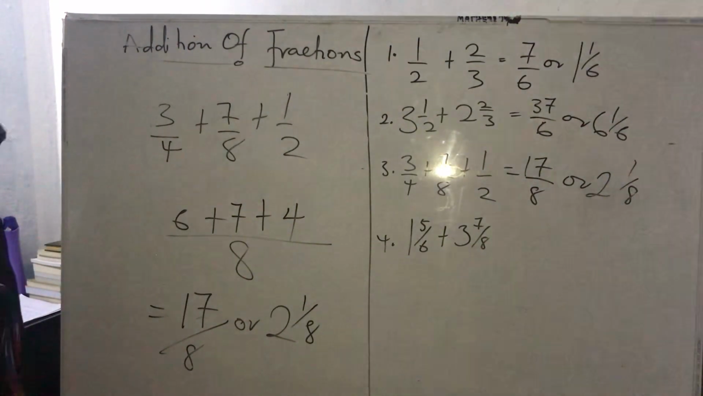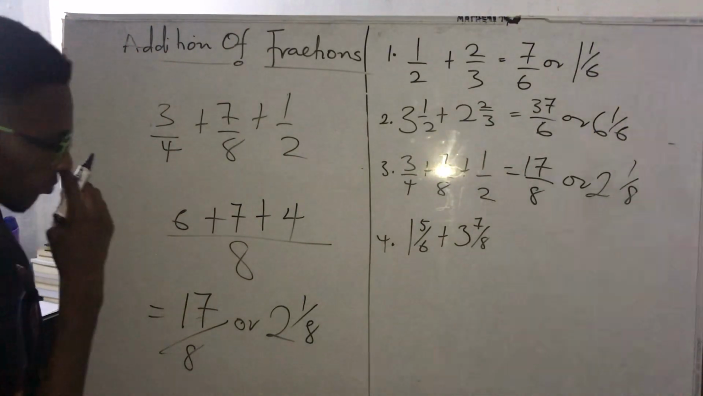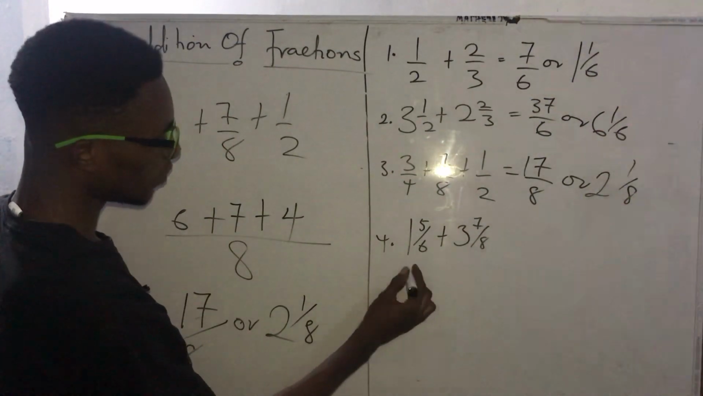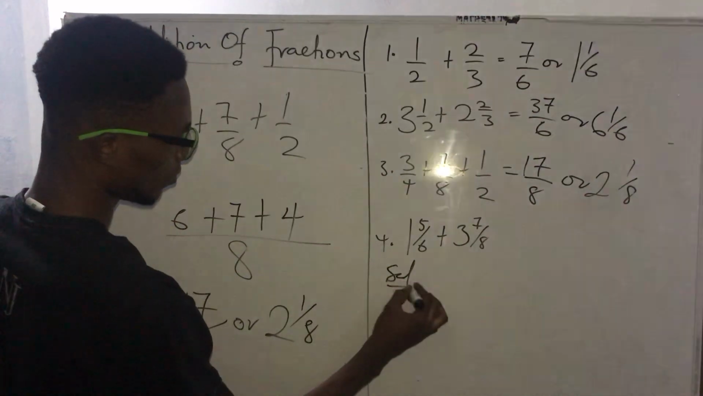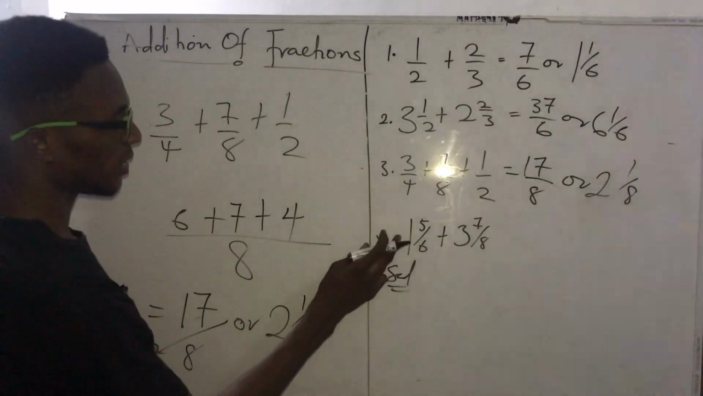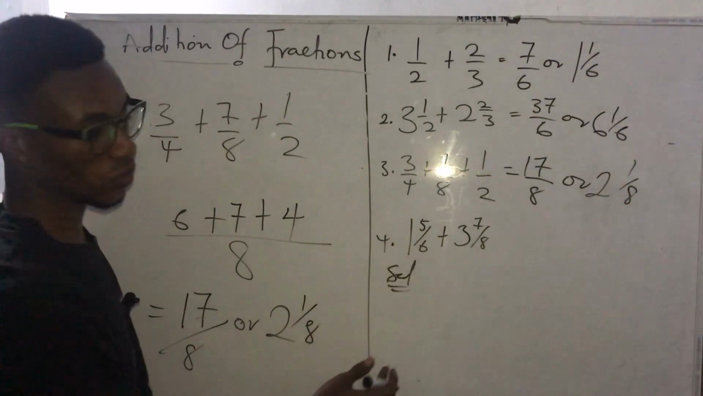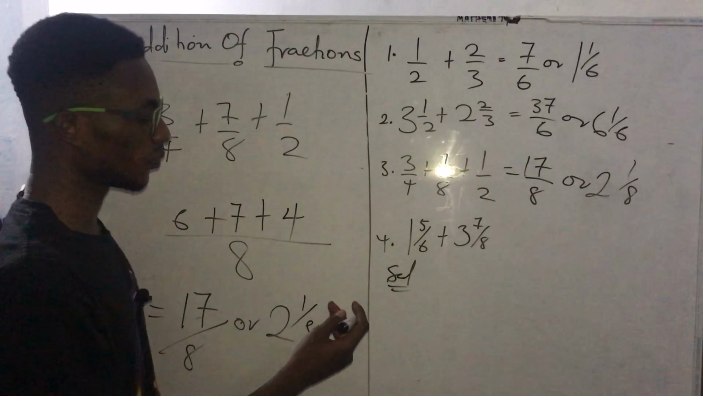Now the last one. Let's solve the last one here. We also have to change this one, the mixed fractions, into improper fractions before we can go ahead with the operation.